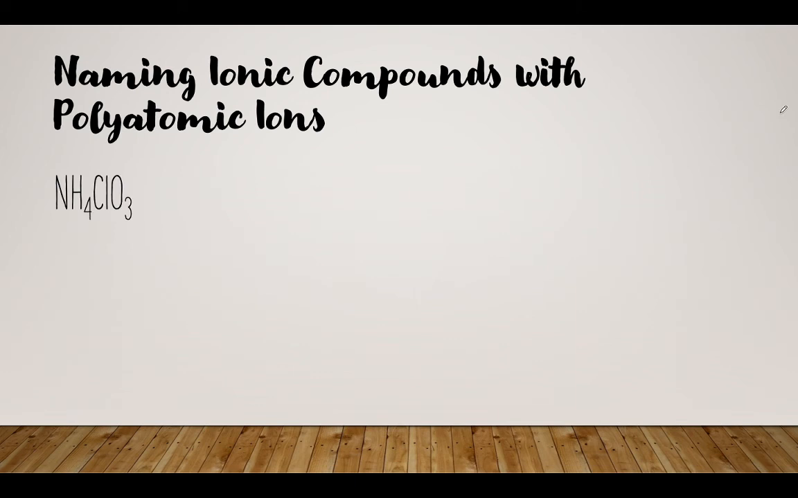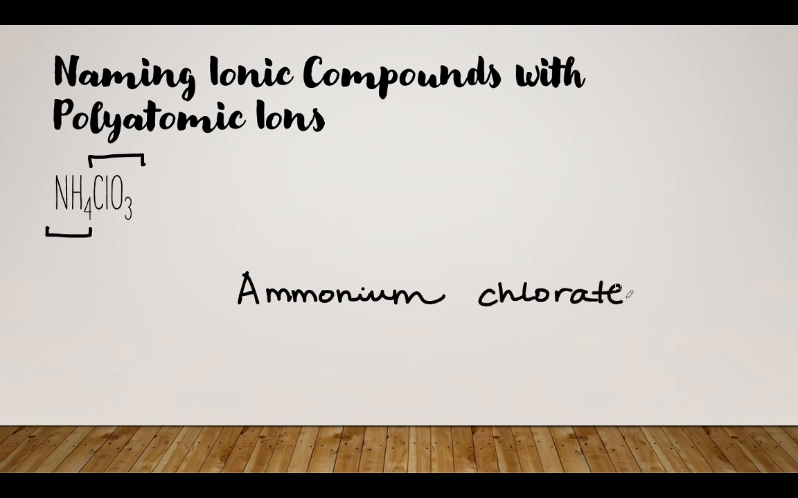All right, let's take a look at another example. As you can see, there are way more than just 2 elements in this, so there has to be at least 1 polyatomic ion. After looking at my list, I know that NH4 is 1 polyatomic ion, and ClO3 is another. So I can just name them. NH4 is ammonium, and ClO3 is chlorate. So together I've got ammonium chlorate, and that's it.